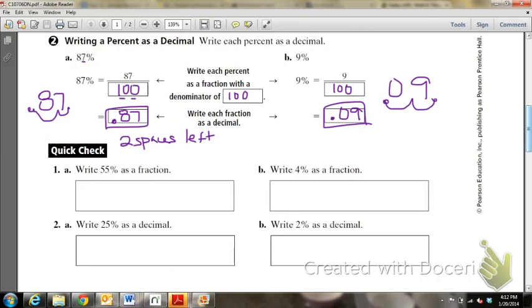Okay, so for the quick checks here, for number 1, you're going to write these as fractions. So just make sure that you simplify those. Okay, and B is actually the same one we did in the example, so that one's done for you. But in number 2, you're writing these as a decimal, so just go 2 places left. Okay, and fill in with zeros if you need. So model those after the examples, try the quick checks, and then move on to the next part when you're ready.